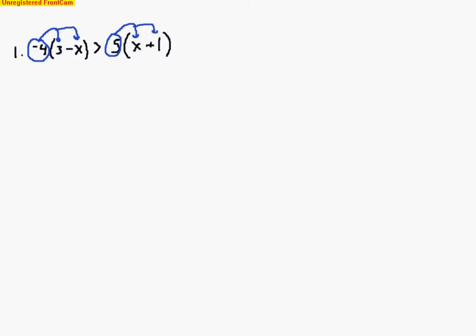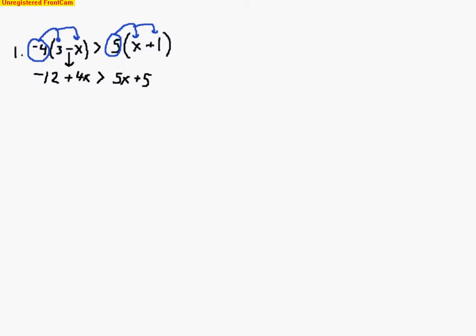When we do that, the parentheses are now gone, and we're left with a constant, negative 12, and a variable of a positive 4x on the left hand side. Now if you notice, the negative 4 times the negative x, a common mistake is people put a minus sign, but I need to put a plus sign because two negatives make a positive. I'll bring down the greater than symbol, multiply the 5 over that sum, and I'm left with 5x plus 5.